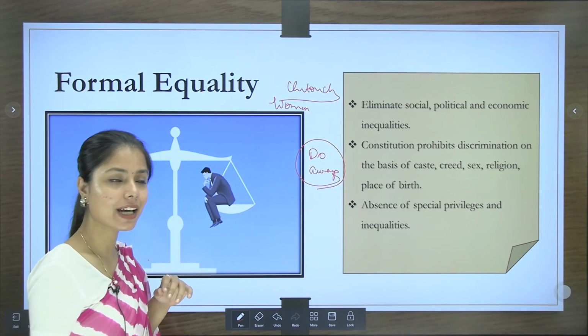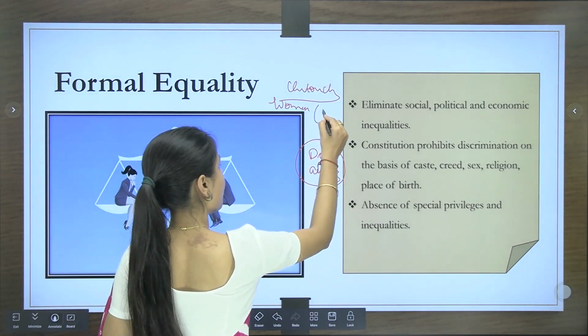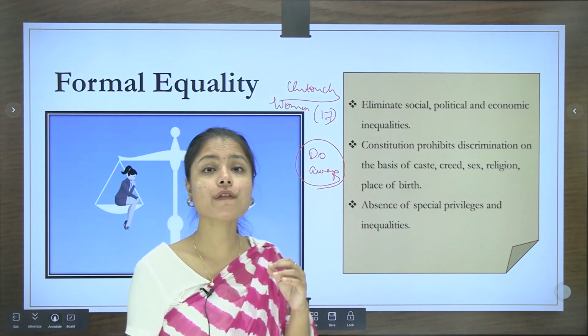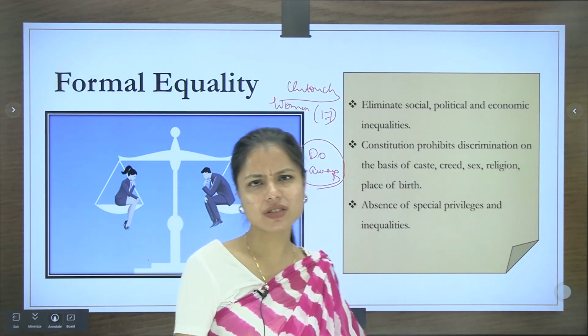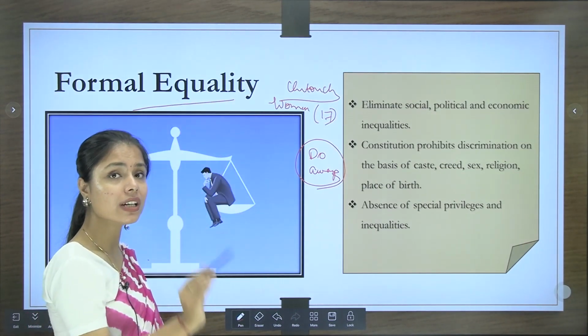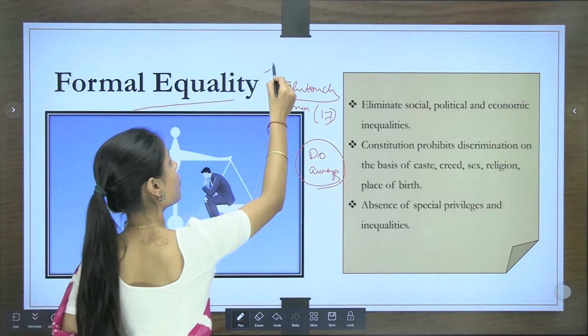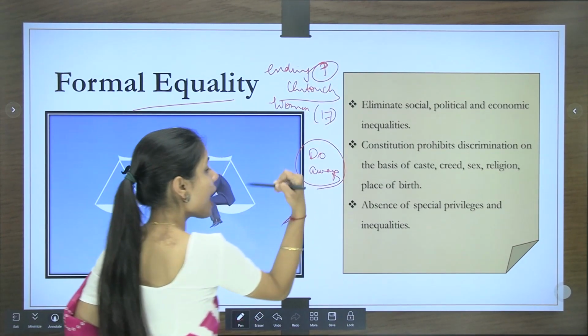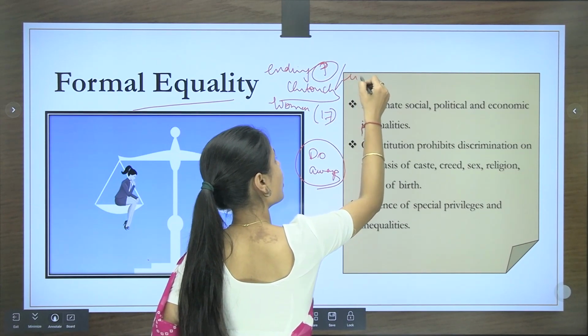तो आपने सबसे पहले क्या करा? आपने untouchability को eliminate करा आर्टिकल 17 जो कहता है abolition of untouchability. किस चीज का एग्जाम्पल है ये? Formal equality का. So formal equality simply means when you are ending the existing privileges and existing inequalities.